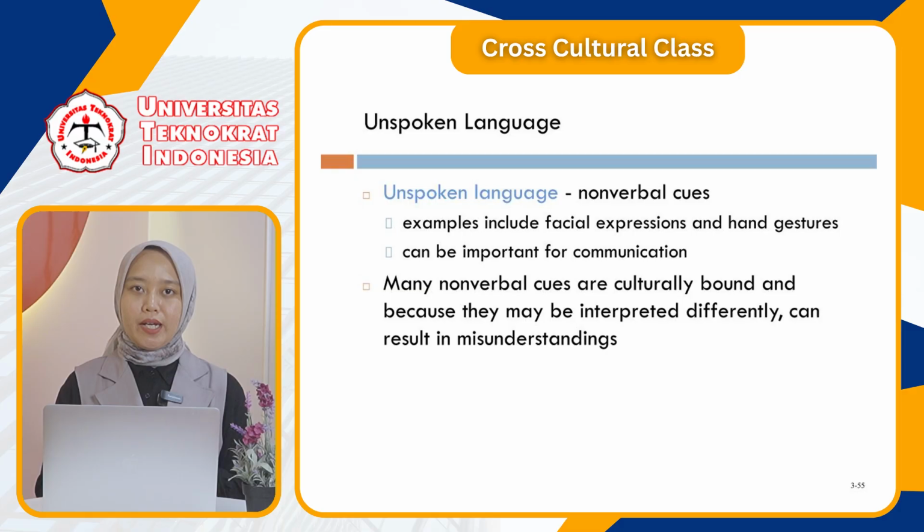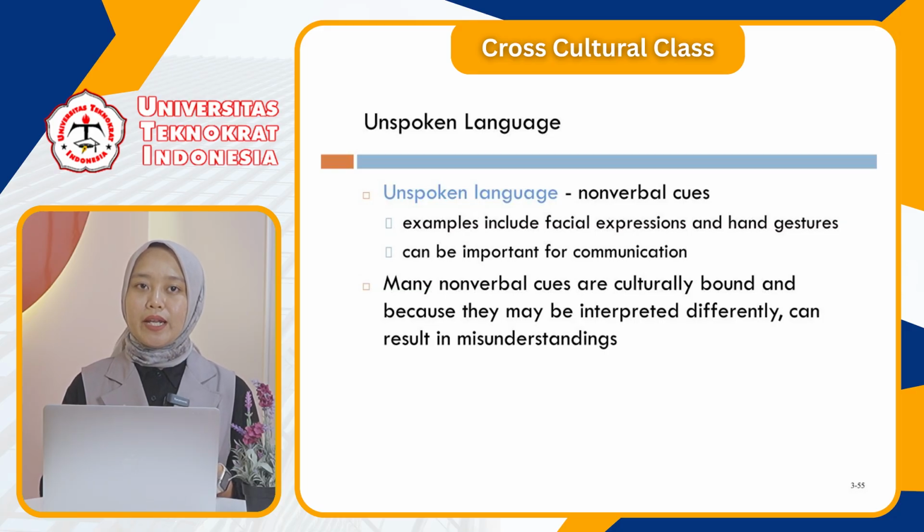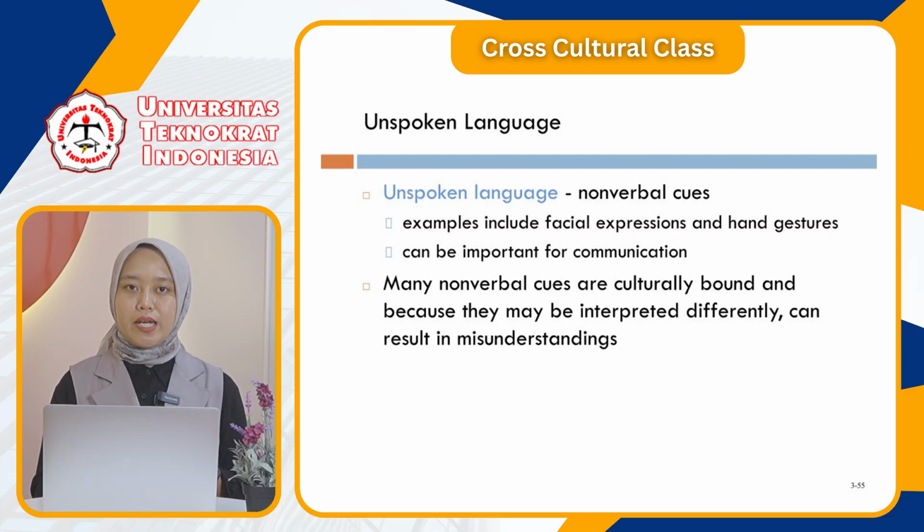This is unspoken language. Unspoken language means nonverbal cues, and examples include facial expressions and hand gestures. It also can be important for communication. Many nonverbal cues are culturally bound, and because they may be interpreted differently, they can result in misunderstandings.